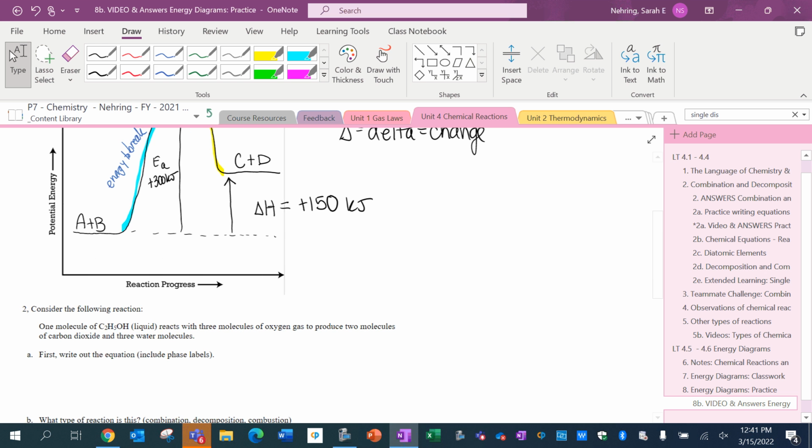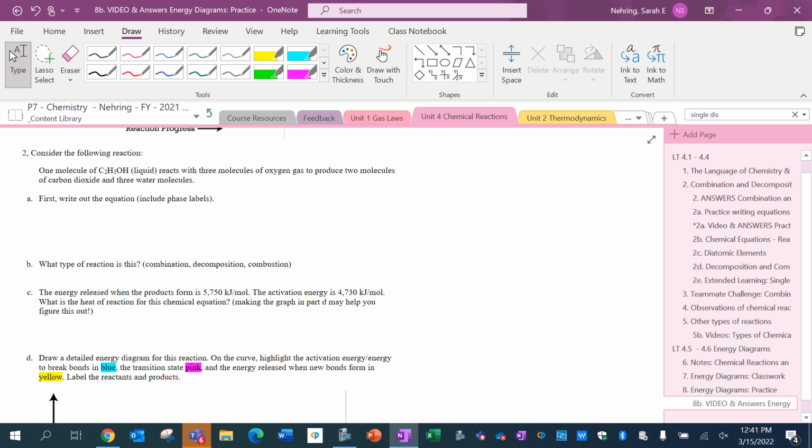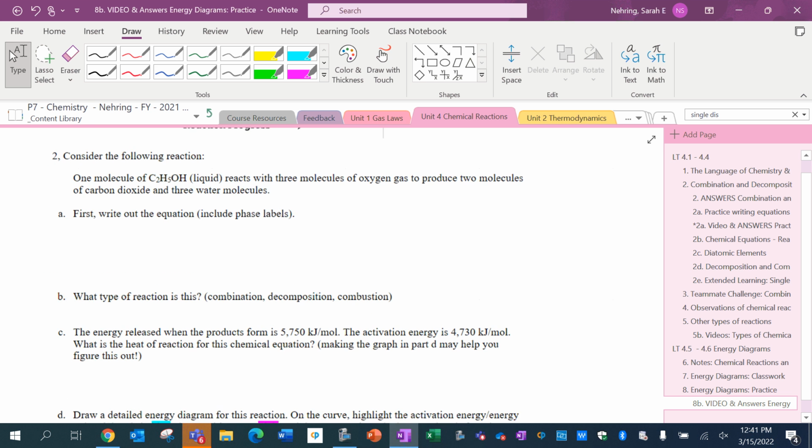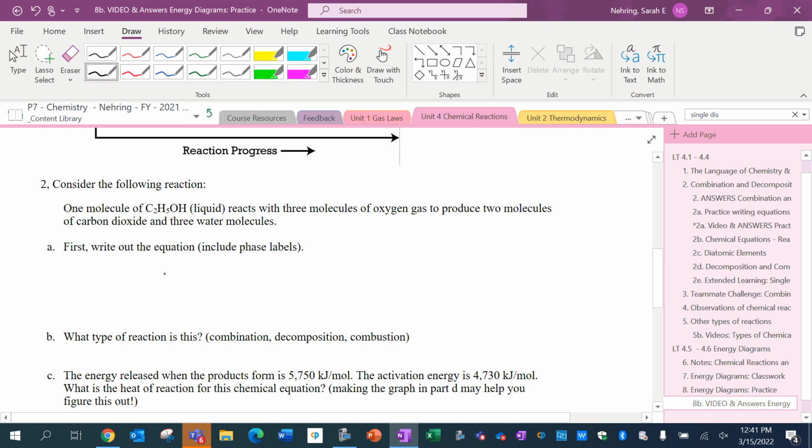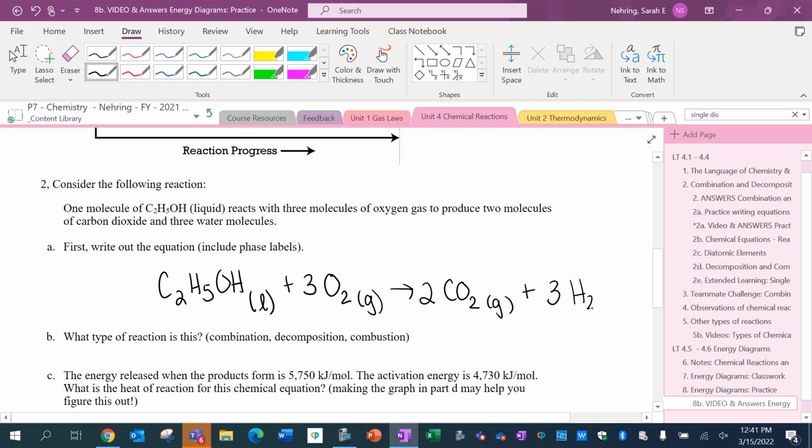All right, so now let's look at another one. In this reaction, we've got a molecule of, this looks like ethanol, reacts with 3 molecules of oxygen gas to produce 2 molecules of carbon dioxide and 3 water molecules. So first, let's just write this out. So I've got C2H5OH. It is a liquid, so I'm going to label that with an L for liquid. And 3 molecules of oxygen gas, so I'm going to use G for gas, is going to produce 2 molecules of carbon dioxide, which is a gas, and then also 3 water molecules. And water, we'll assume, will be a liquid at room temperature.